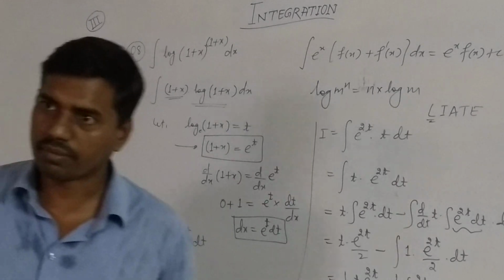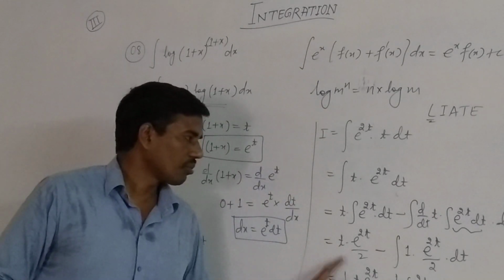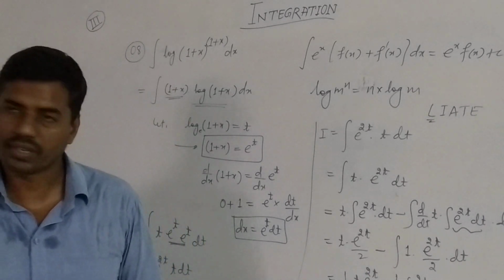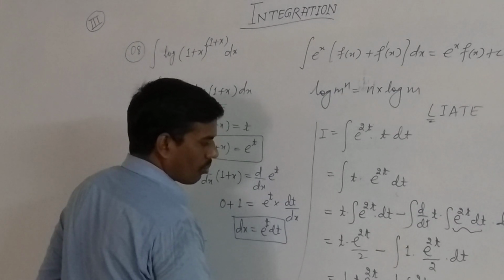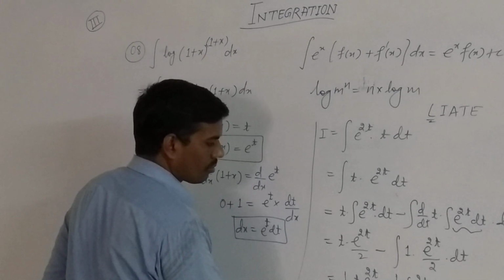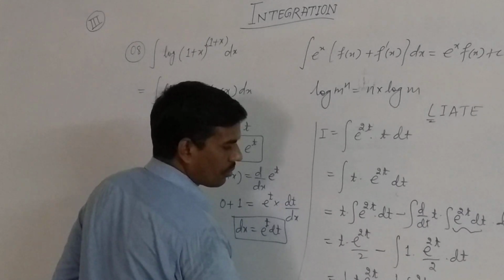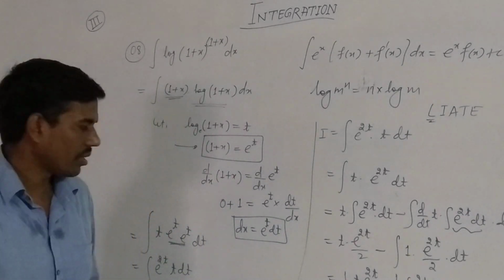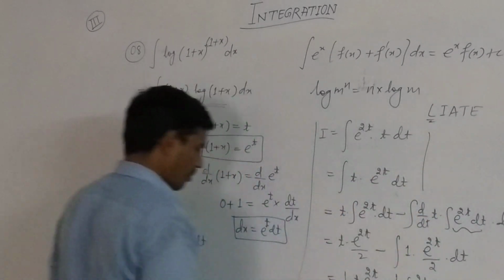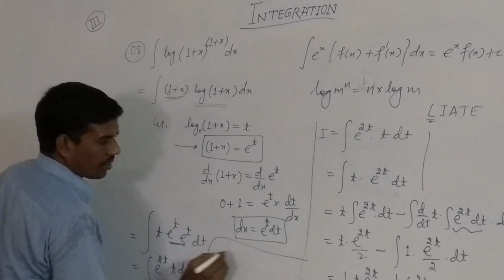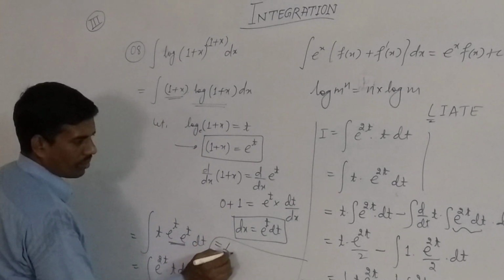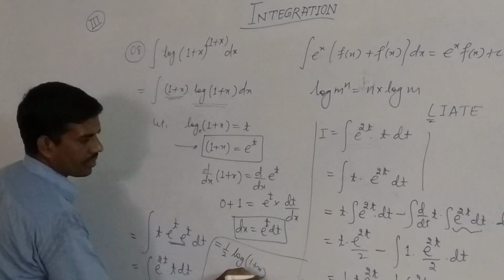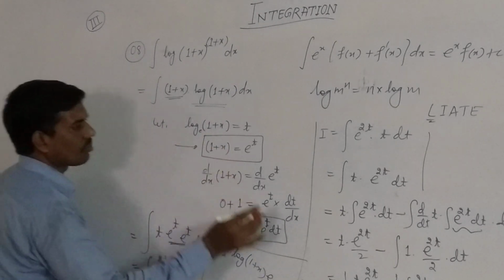Clear, students, the problem? Okay, 1 by 2 into t e to the power 2t minus 1 by 2 into e to the power 2t dt. This is equal to 1 by 2 t e to the power 2t minus 1 by 2 into e to the power 2t upon 2 plus c. Okay, our final answer is I is equal to 1 by 2 t, where t means log of 1 plus x, into e to the power 2 into t.